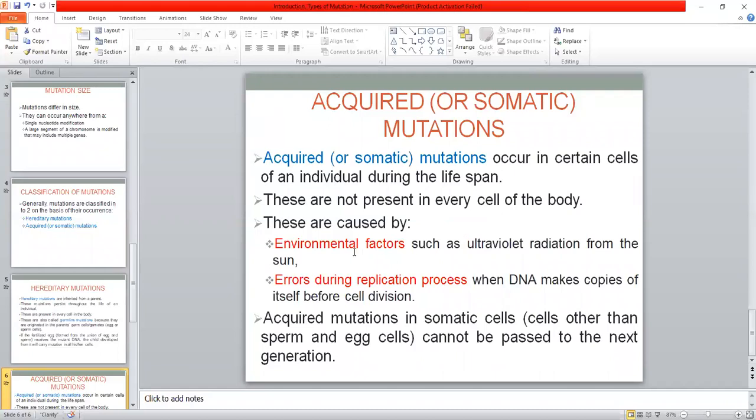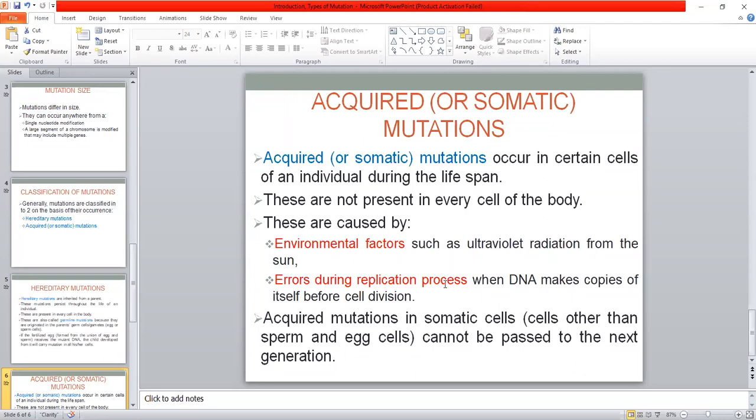They may be caused by environmental factors such as UV radiation from the sun. So UV radiation is one of the mutagenic agents to which every organism is exposed during his or her life. Due to this UV radiation, acquired or somatic mutations are caused. And the other factor which is responsible for the production of acquired somatic mutations is errors during the replication process.